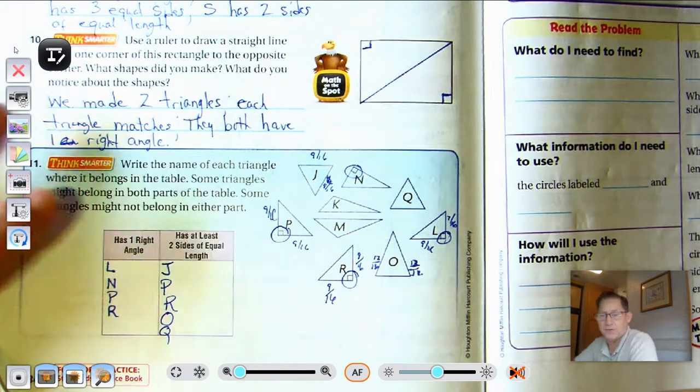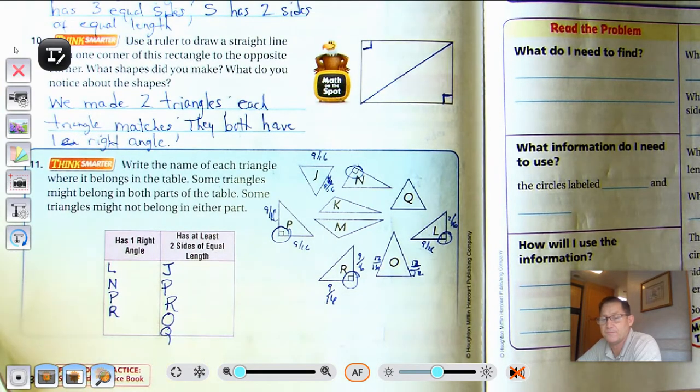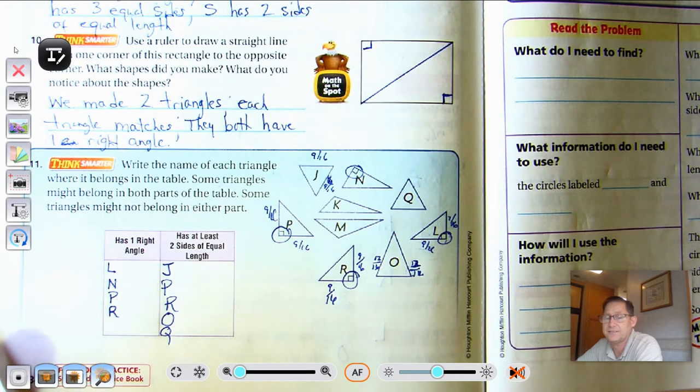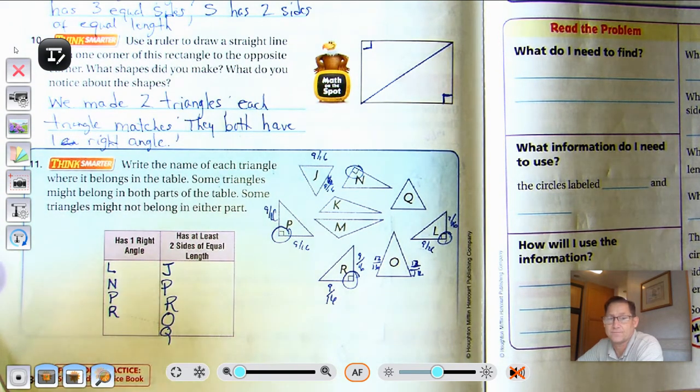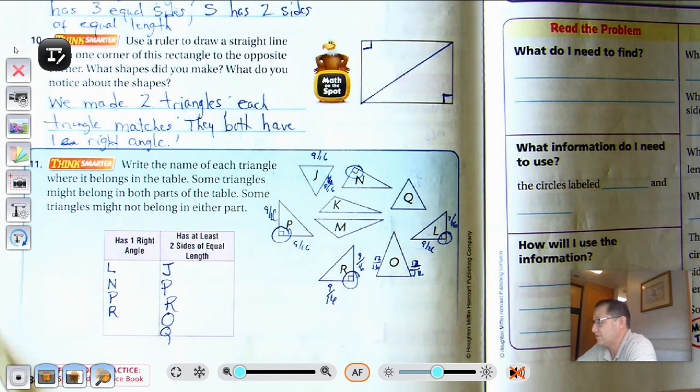So how can we describe triangles? We can describe them by the size of their angles: if they have one right angle, whether they have all three angles less than a right angle, or whether they have one angle greater than a right angle. We can also identify them by the measurements of their sides. They can have no sides equal, two sides equal, or three sides equal. So that's it for describing triangles.